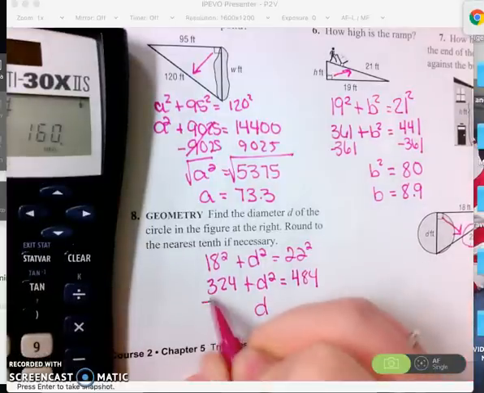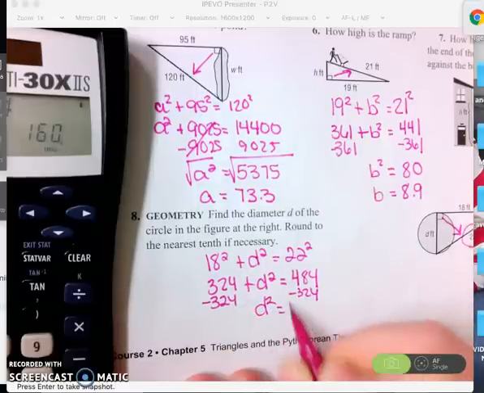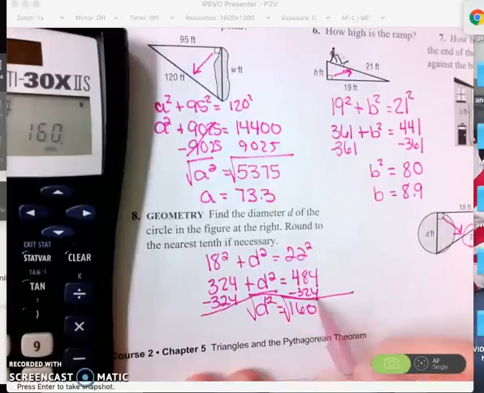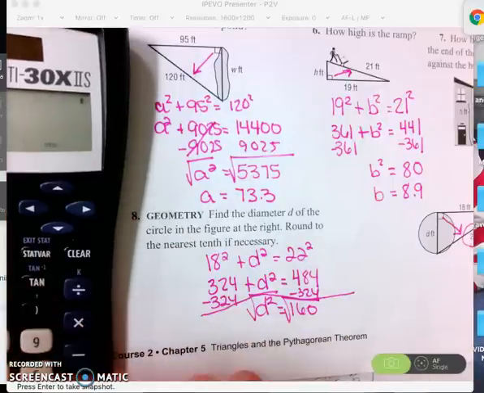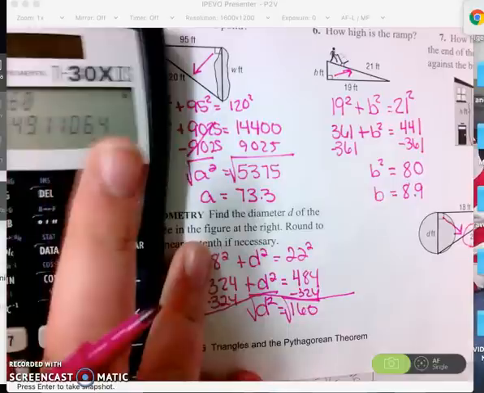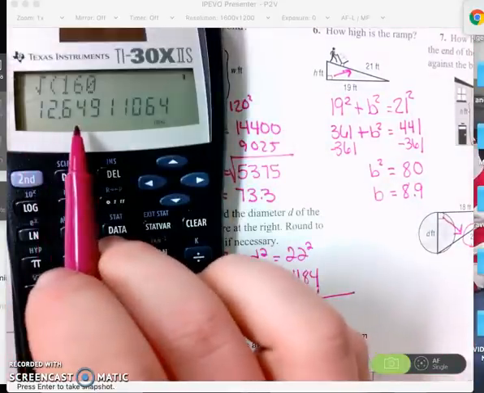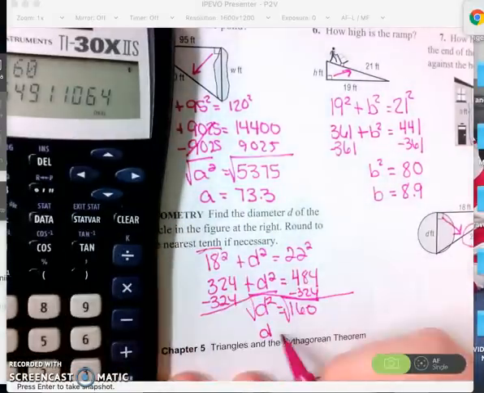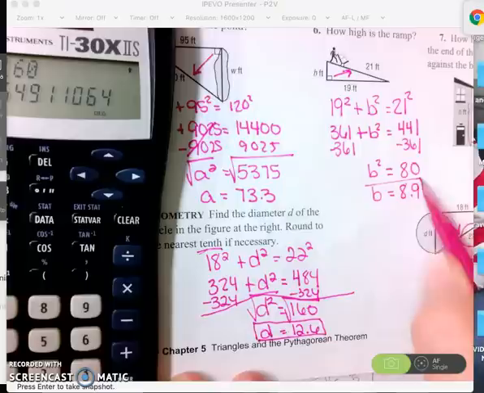So I gotta show my work though. So D squared equals 160. Find the square root of 160. So I have 12.64, rounding to the nearest tenth, I believe. Yep. D equals 12.6.